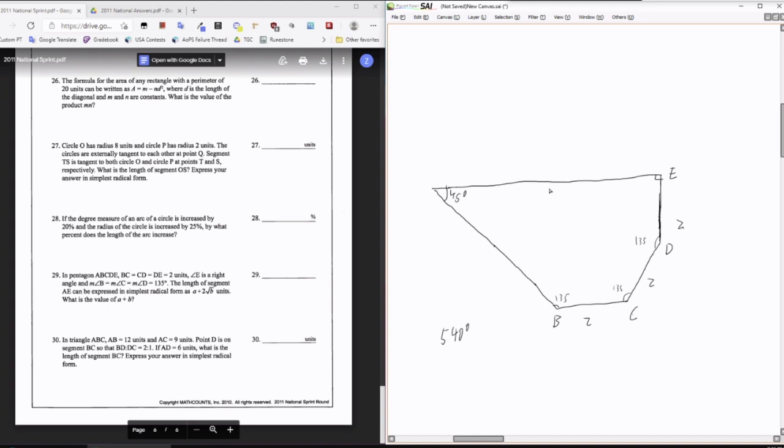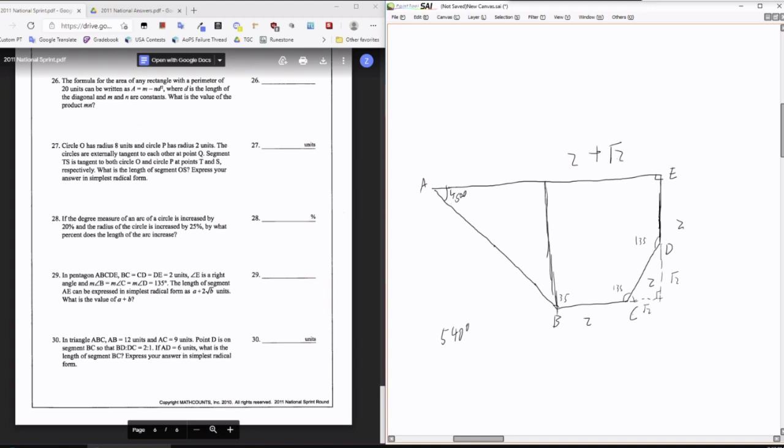Now we are looking for the length of AE, so this length right here. To find this length, we can split this up like this. This length will be 2 plus square root of 2, because this is basically a 45-45-90 triangle. So this will be square root of 2, this is also square root of 2, so this part is 2 square root of 2.